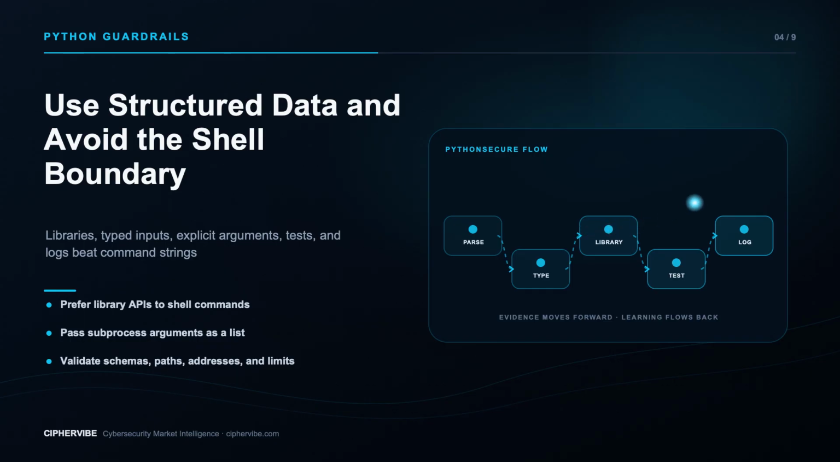Pin dependencies, scan them, use isolated environments, review transitive packages, and lock versions for production jobs. Write unit tests for parsing and policy, integration tests against a sandbox, and negative tests for malformed input, authorization failure, partial results, timeouts, and duplicate execution. Emit structured logs with correlation identifiers and action summaries, but never tokens, passwords, private keys, or sensitive payloads.